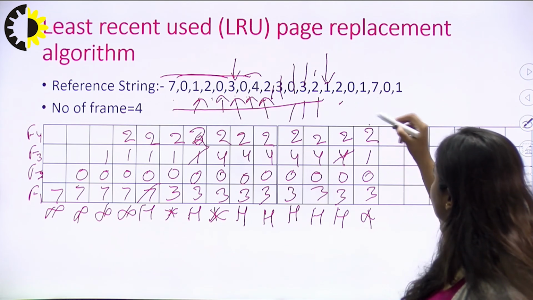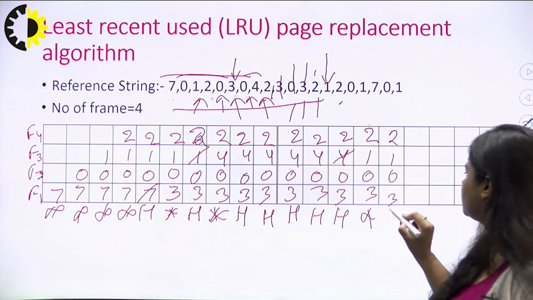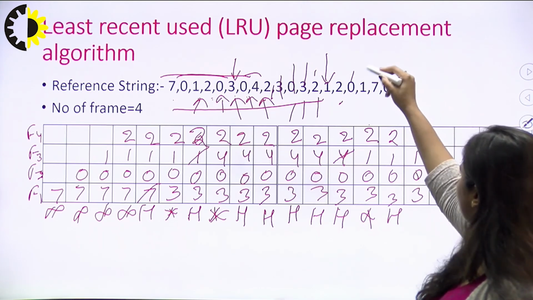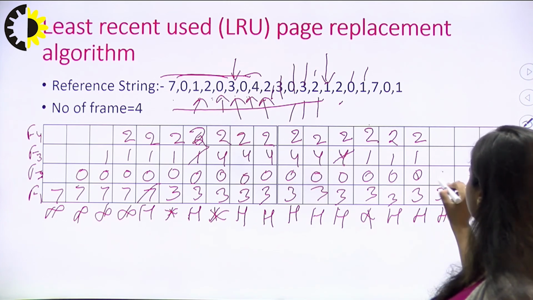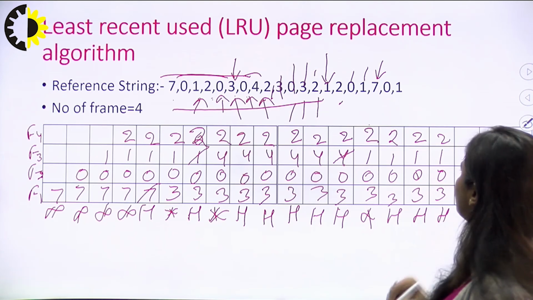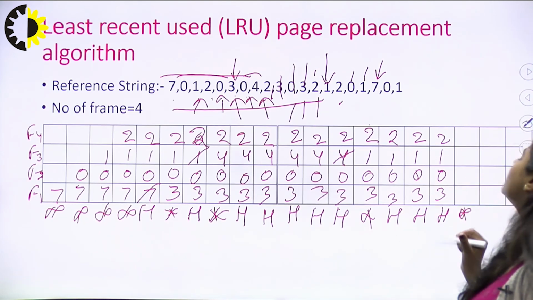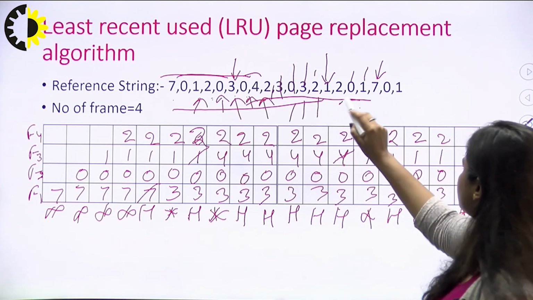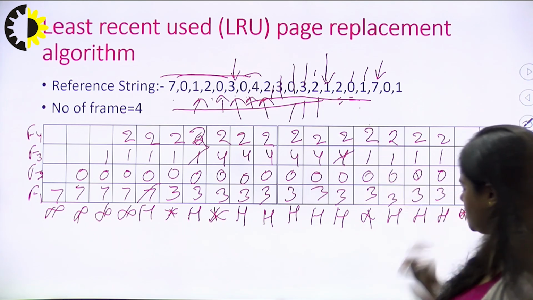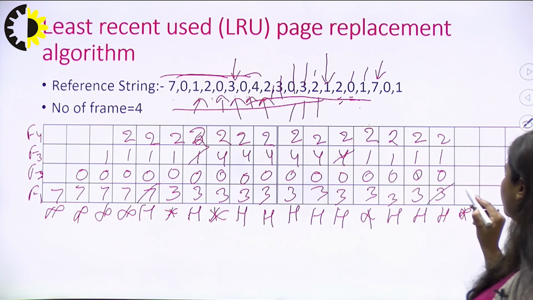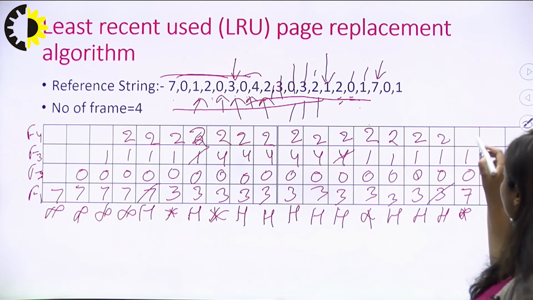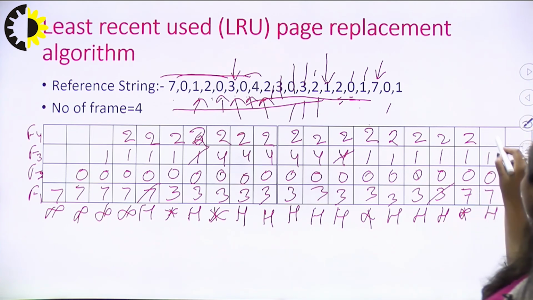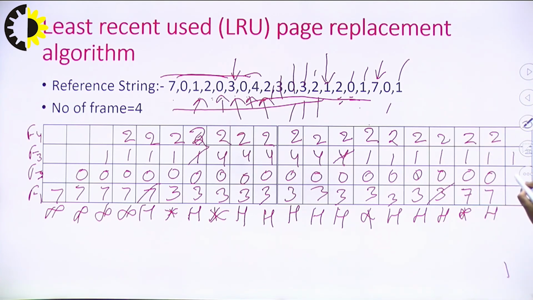Now we have 2. 2 is a hit. We have 0. 0 is a hit. We have 1. It is a hit. Now we are having 7. 7 is a miss. So where we will write 7? Among 3012, 1 is here, 0 is here, 2 is here. 3 is the least recently used frame. So we will remove 3. We will write 7 over here and so on. Again we are having 0. It is a page hit. Again we are having 1. It is also a page hit.